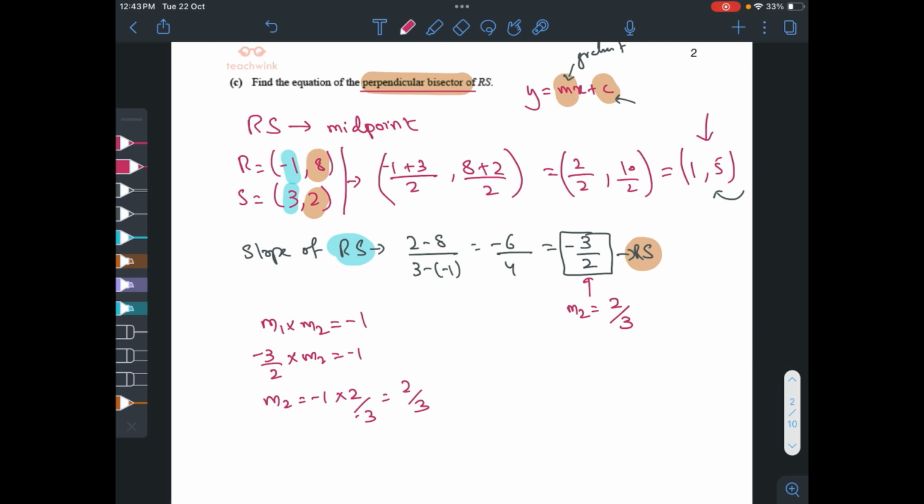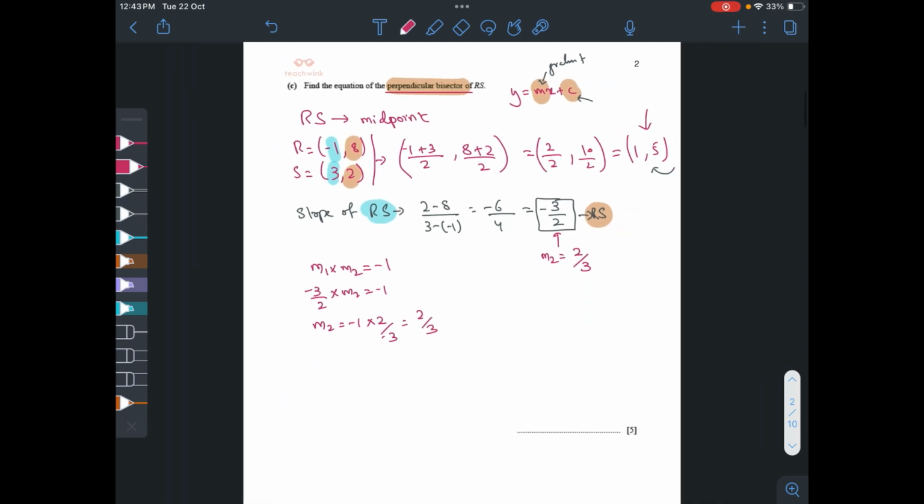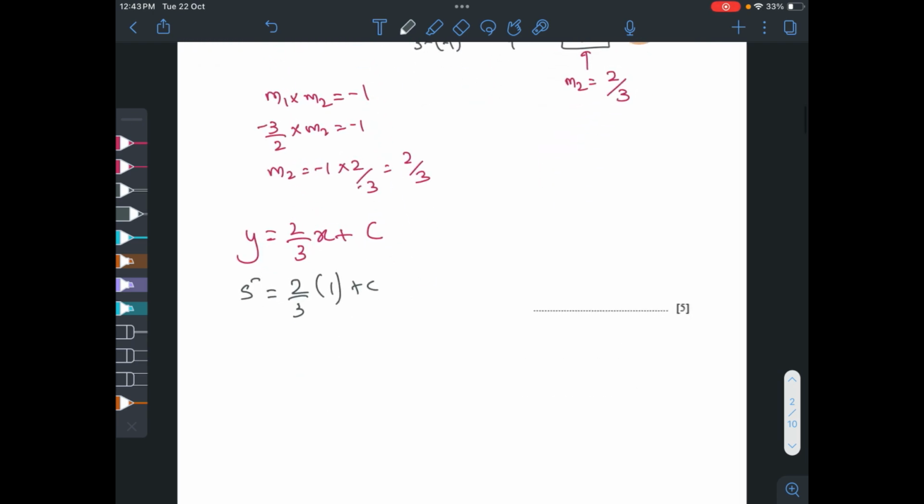Now, since we have the gradient, we need to find the equation. In order to find the equation, you write y equals 2 over 3 x plus c. We don't know what c is, therefore we are going to use these coordinates over here, 1 and 5. 5 is going to be placed inside of y, and 2 over 3 times 1 plus c. Let's find c. So 5 minus 2 over 3 equals c. Let's use a calculator for this. 5 minus 2 over 3 is going to give me 13 over 3.